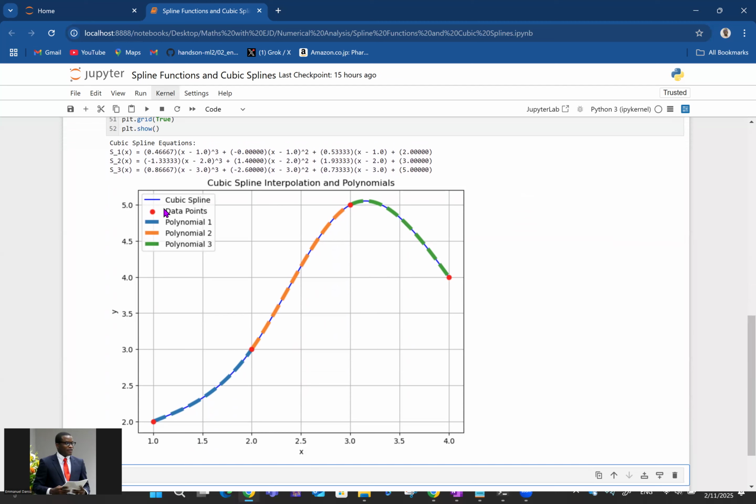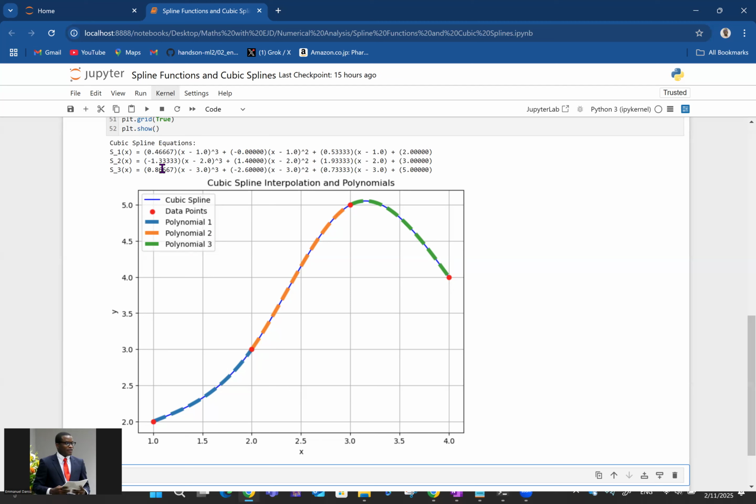Then for the orange interval, it is S2 of X that fits it. So that means this is A1, B1. A1 is 0.467, B1 is 0.00 something, C1 is this, and D1 is 2. Then for S2 now, we have A2 is, so S2 is the equation that fits this orange part.